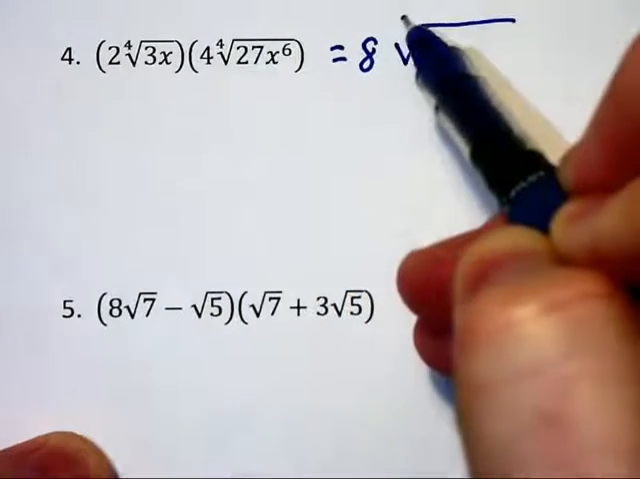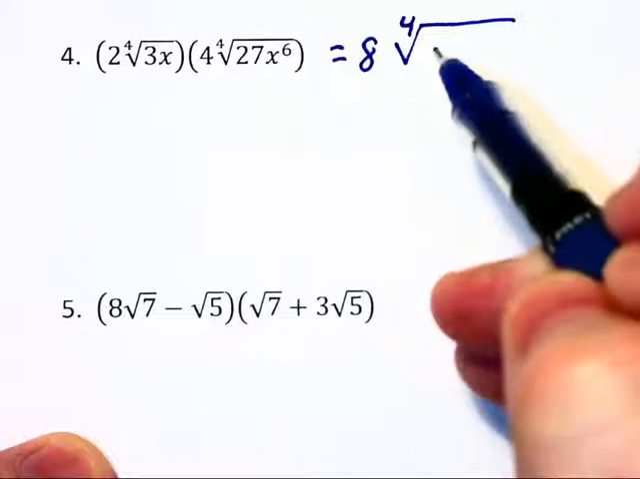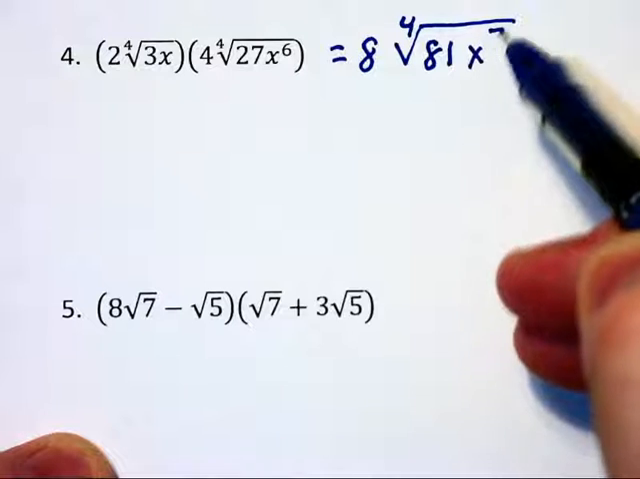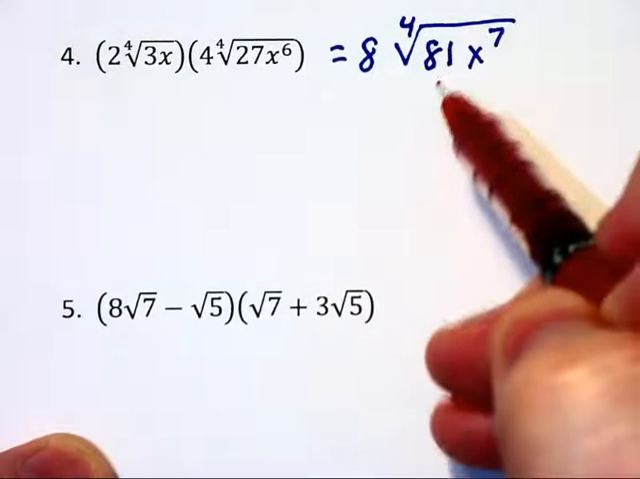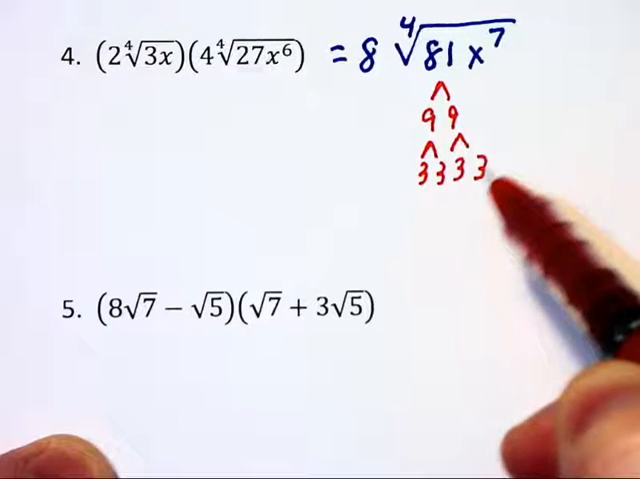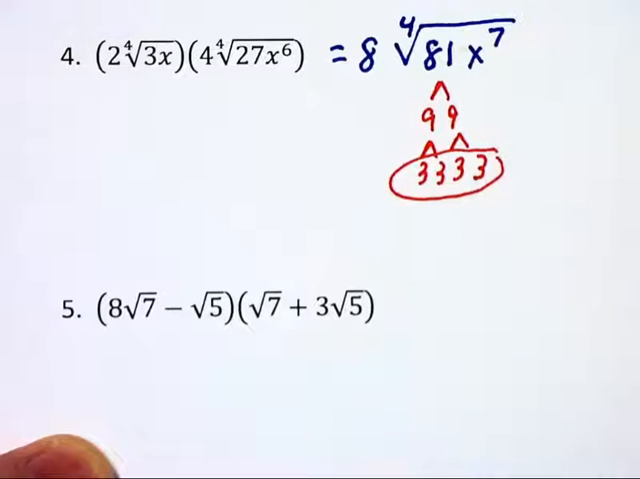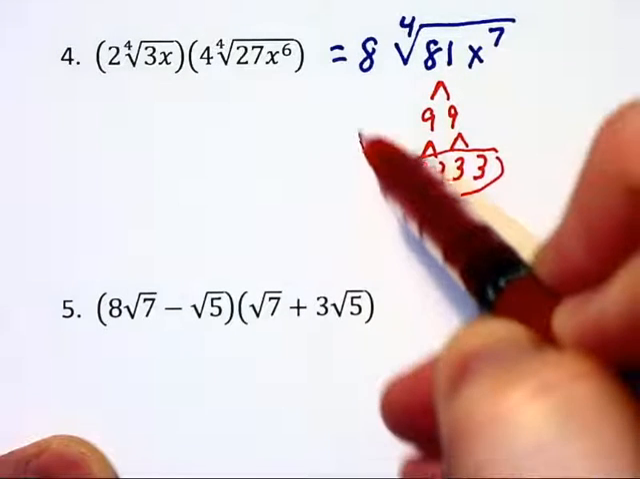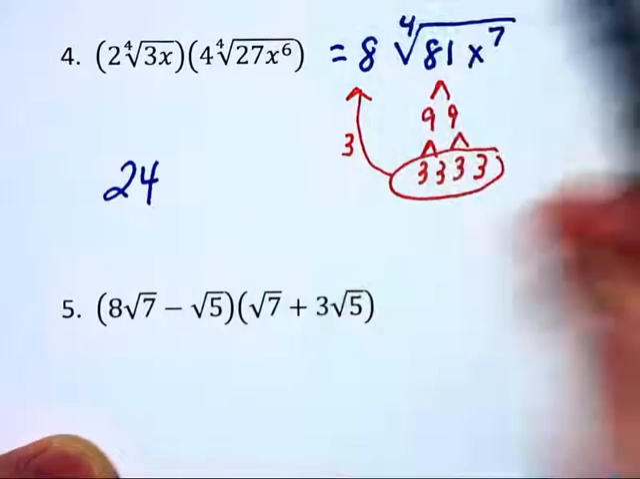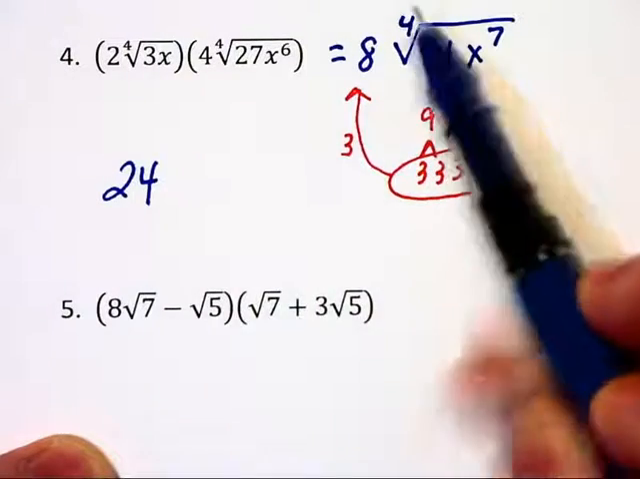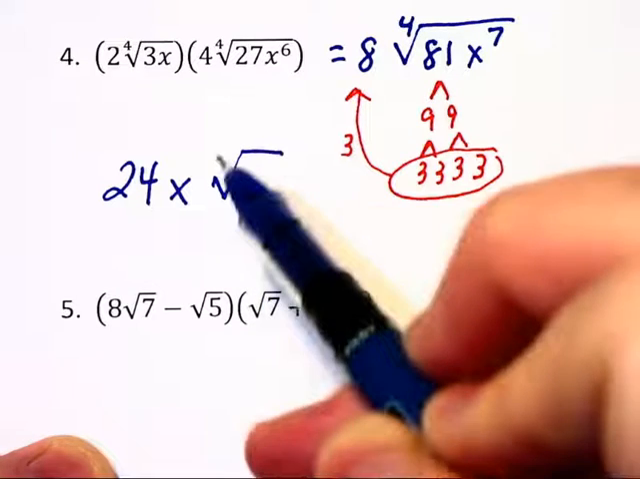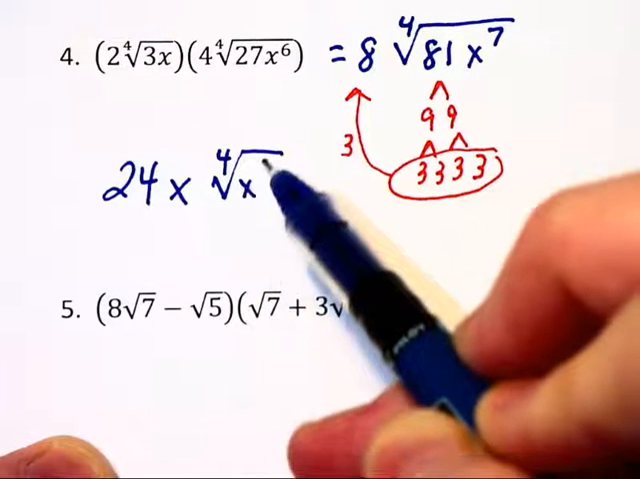For number 5, both of these are fourth roots, so outside 2 times 4 is equal to 8. Then we have the fourth root of 3 times 27 is 81. X to the 1 plus 6 is 7. Now 81 we know is 9 times 9, which is 3 times 3 times 3 times 3. And we're looking for a 4 of a kind because we're taking the fourth root. So that 3 is going to come outside and multiply with that 8 and give us 24. With the x to the 7th, we can go 7 divided by 4 is 1 remainder 3. So we have 1 x on the outside of this fourth root and x to the 3rd inside.